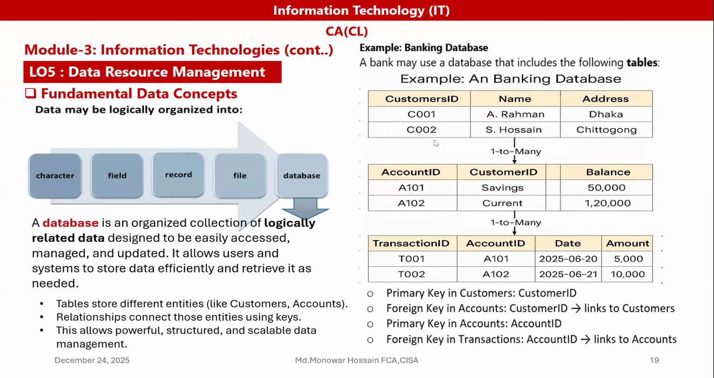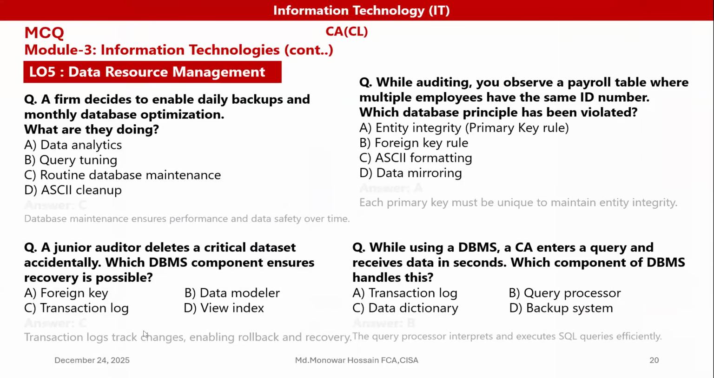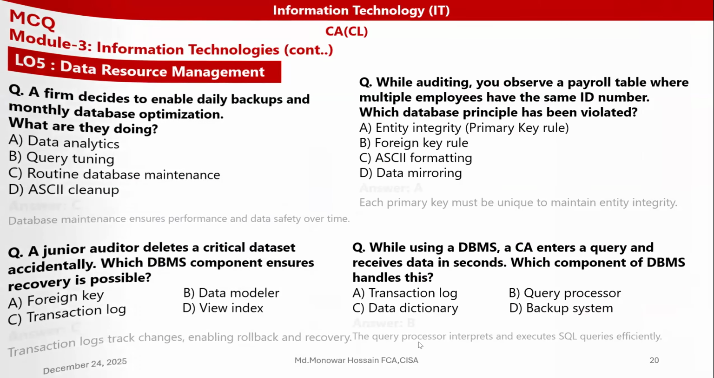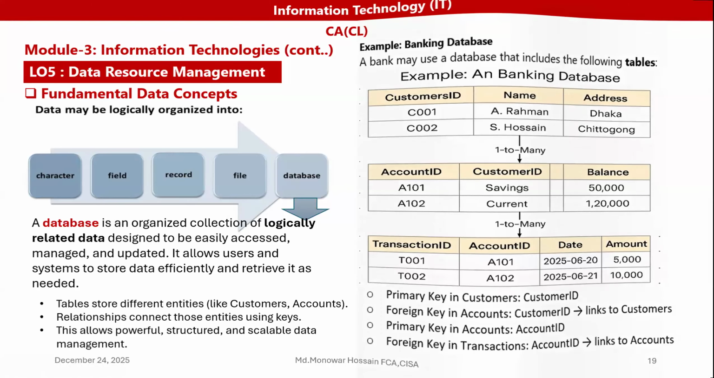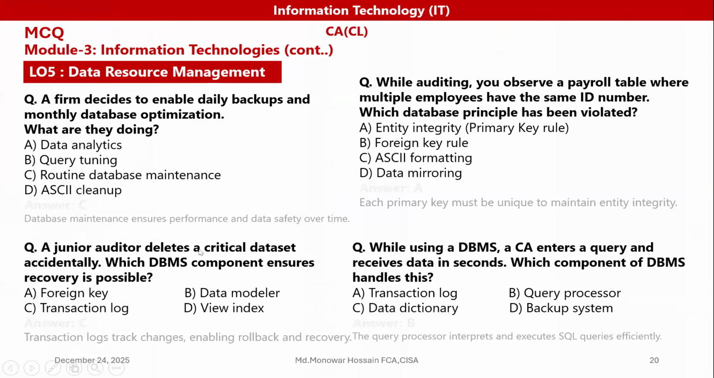Think about here the customer ID. If you see the banking database tables, this way the database can link. So we have discussed that data may be logically organized in different ways: character, field, record, file, and finally database. Based on our discussion here, we can answer a few MCQs. Look here.